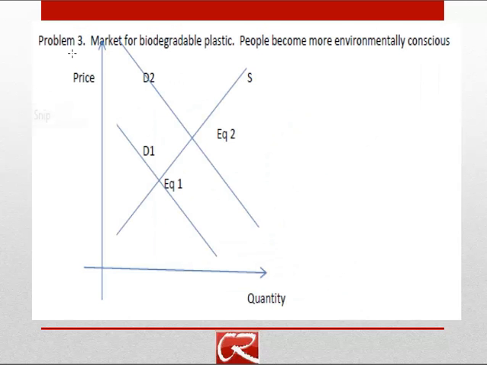What about problem 3? The market for biodegradable plastic, and people become more environmentally conscious. Well, if people become more environmentally conscious, they have an increased demand for this biodegradable plastic. And what happens then is we have the demand curve shift to the right, because left is less and right is more. So we have an increase in the price of biodegradable plastic and an increase in the quantity as we transition between equilibrium 1 and equilibrium 2.